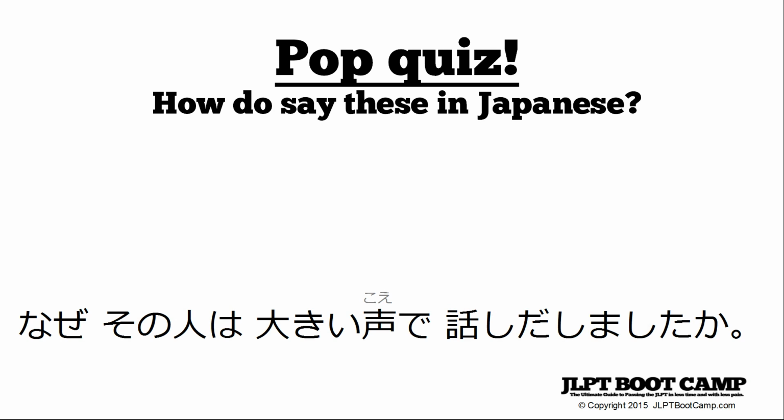So naze is why, and sono hito is that person, wa is the topic marking particle, oki is big, koe is voice, and then de is with. Hanashi is the masu stem of hanasu. So to speak, dashimashita is the past tense of to suddenly start doing something. And so to suddenly start speaking. And then ka is how we can finish this to make it a polite question. Ka is the question marking particle.